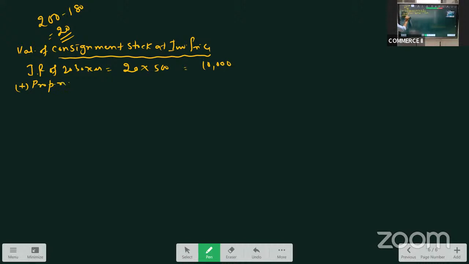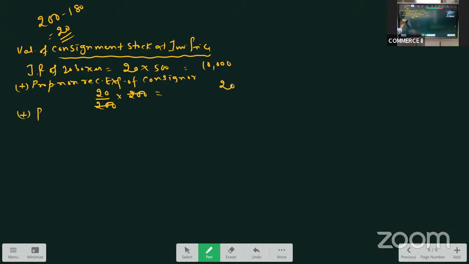proportionate non-recurring expenses of consignor. If units are given, how do we take? Unsold by total. Unsold are 20, total are 200. So 20 by 200 into the expenses of consignor, which happen to be 200 only. The expenses of consignor are given as 200 only, and the expenses of consignee are given as 500. So it is just 20 rupees.